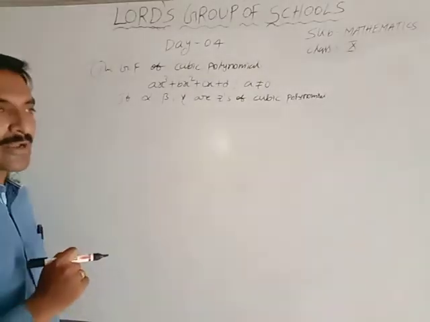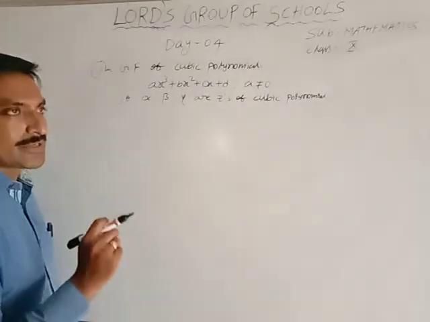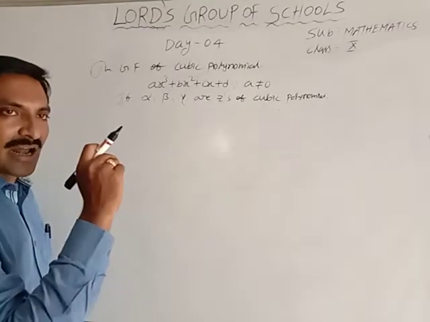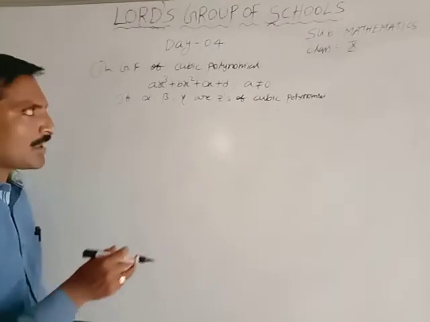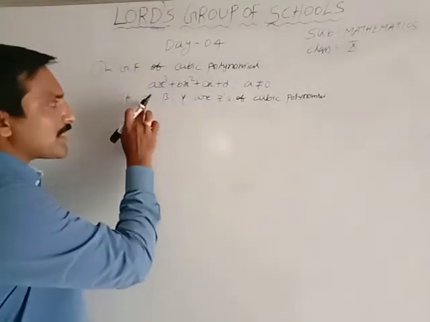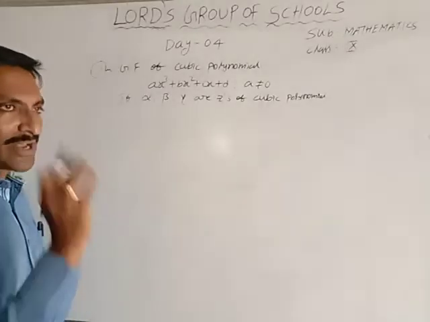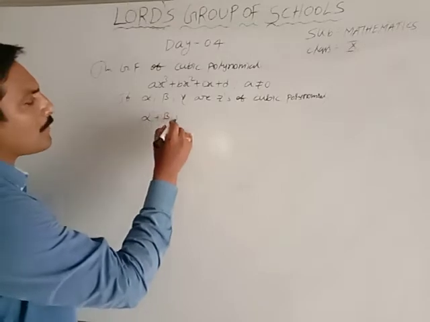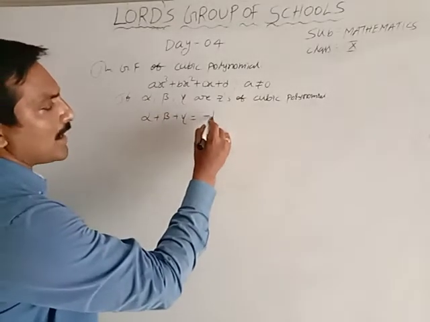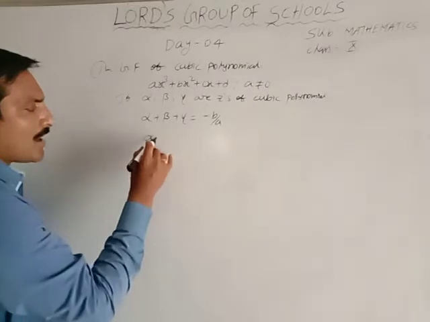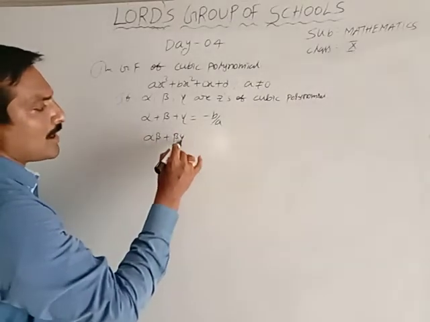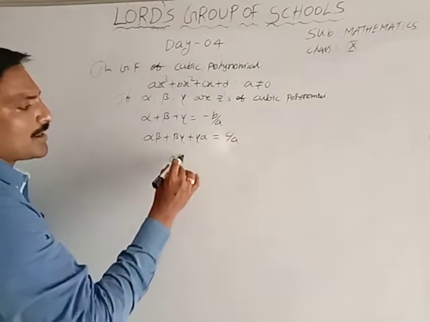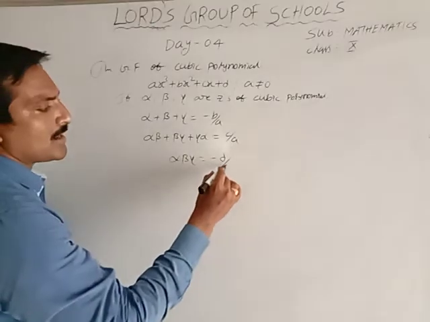In the previous quadratic polynomial, we got only 2 conditions. One is alpha plus beta is equal to minus b by a. The second one is alpha beta is equal to c by a. This is a cubic polynomial, so three zeros are present and three conditions are possible. First, alpha plus beta plus gamma is equal to minus b by a. Second, alpha beta plus beta gamma plus gamma alpha is equal to c by a. Third, alpha beta gamma is equal to minus d by a.